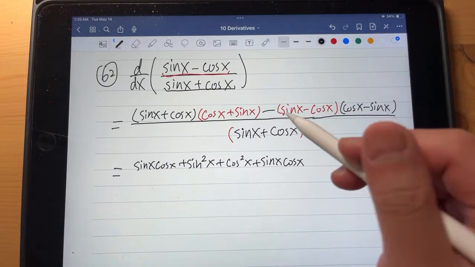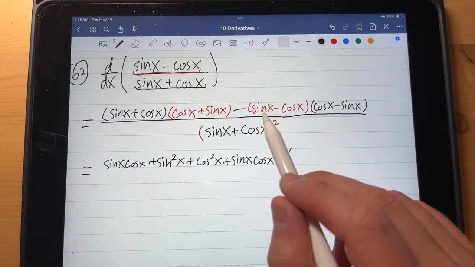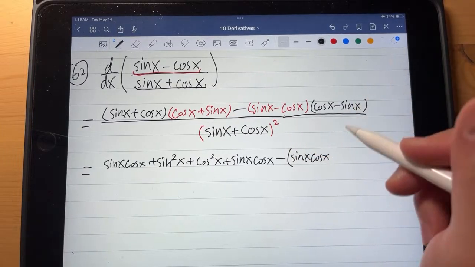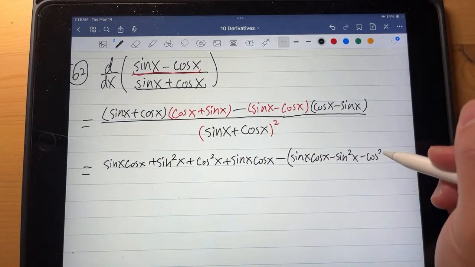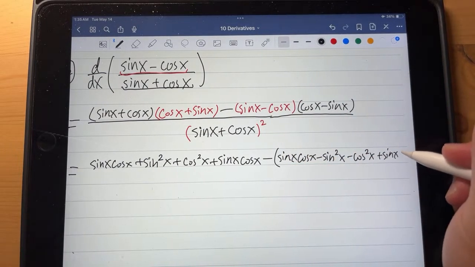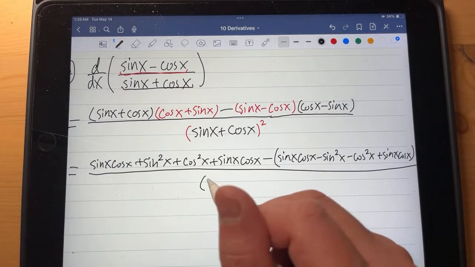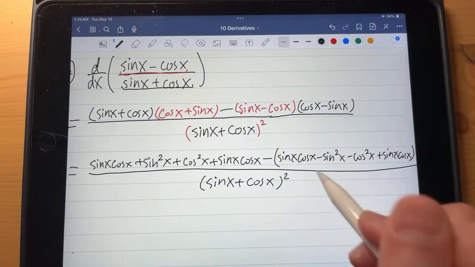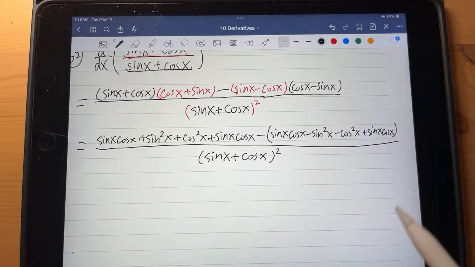Now for the next one, I'm going to minus, and then let's multiply this out. So sine x times that is sine x cosine x, and this times that is minus sine square x. This times that is minus cosine square x, and finally plus sine x cosine x. Whew, all over. You can actually simplify this a little bit before you multiply it out, but I think this is what most people might just do, so I will just do it like this. Just multiply it out.